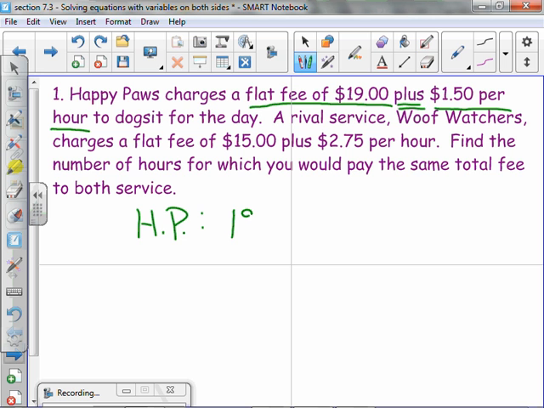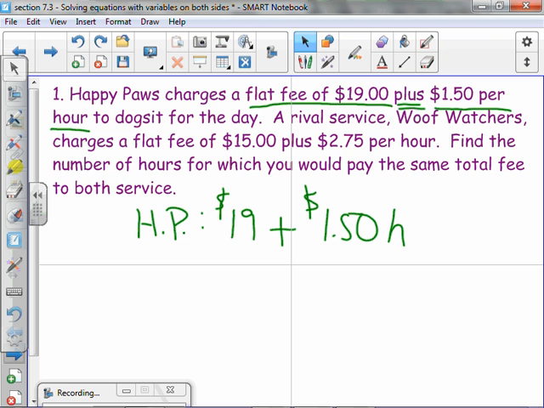$19 just because that's what it costs to start. $19 does not change, so no variable with it, plus $1.50 per hour. So $1.50 times my number of hours, or 1.50 times H. So Happy Paws, the expression will be $19 plus 1.50 times H.